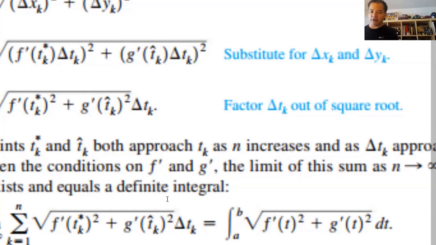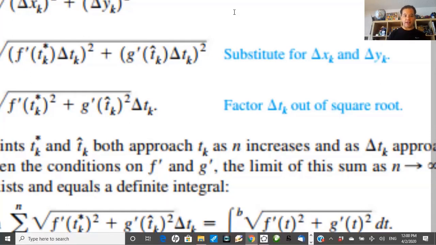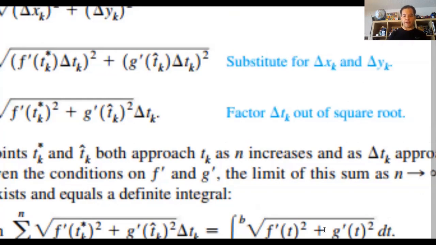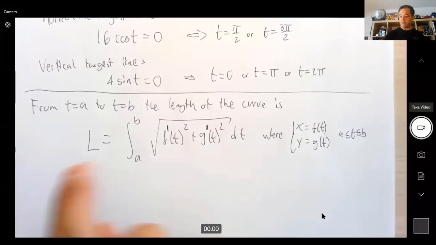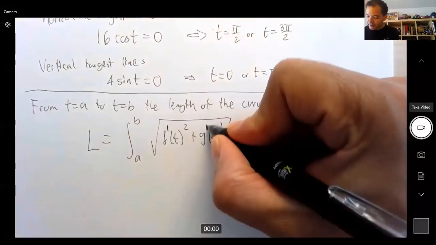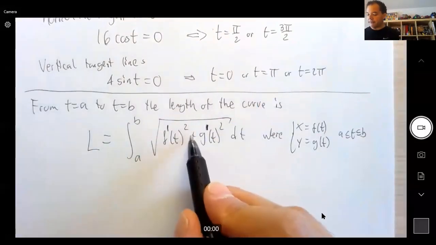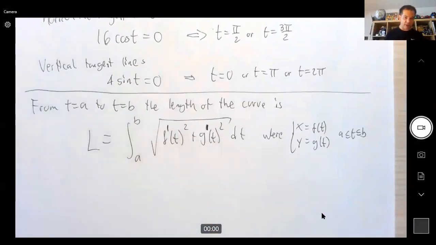I'll show it on the screen in just a moment. And then to finish the class, we'll do an example about that. So this is what we were talking about. The function to figure out the arc length is the square root of the derivative squared of f plus the derivative squared of g. All right, so let's do a specific example.